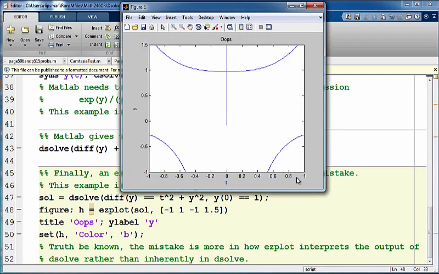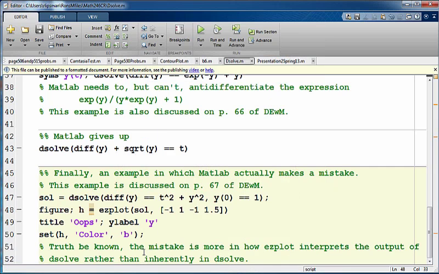So that's clearly not a solution. It's not a single valued function. It's kind of a mess. And as I say here, truth be known, the mistake is more in how EasyPlot interprets the output of Dsolve rather than inherently in Dsolve.